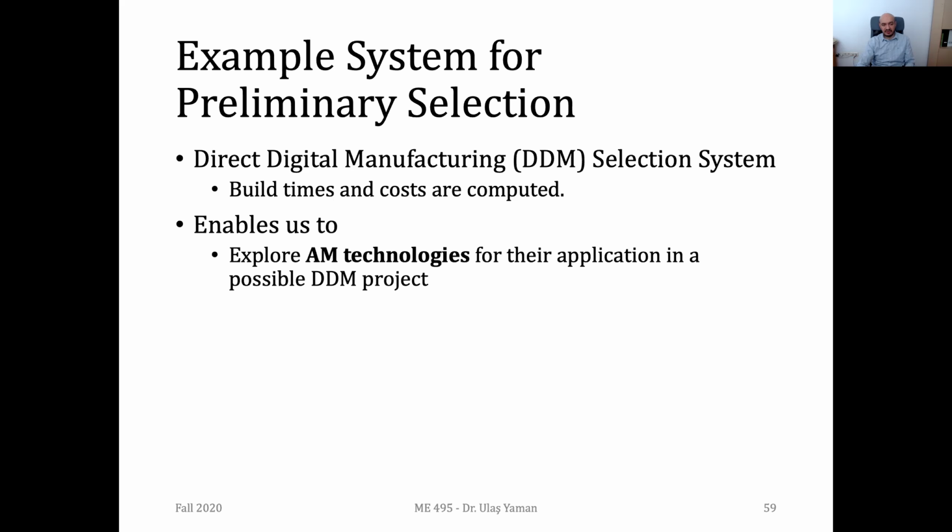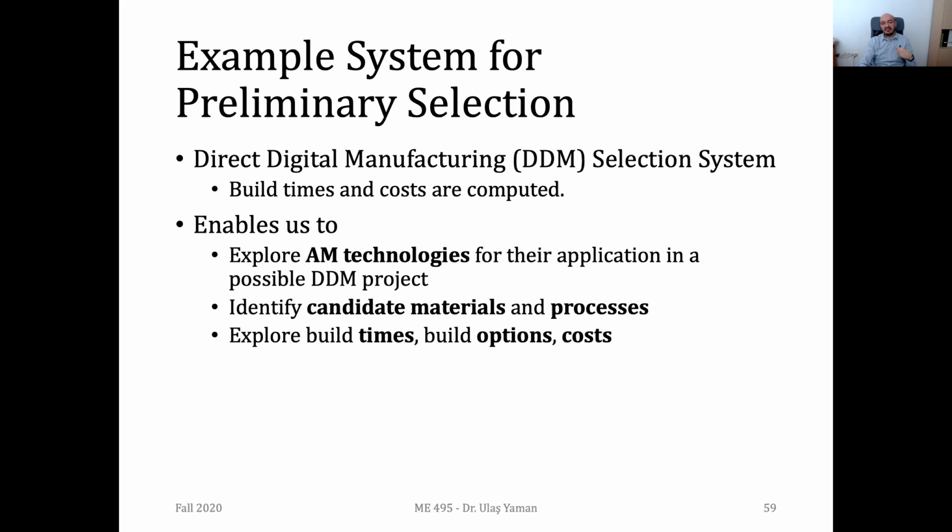So with the help of this software, we can check which additive manufacturing technology is suitable for our direct digital manufacturing approach. Since if you remember, we said that in direct digital manufacturing, we are not producing prototypes, we are producing the final products. And you may use the same software to determine possible materials for your process, check their building times, build options, and cost of the processes.